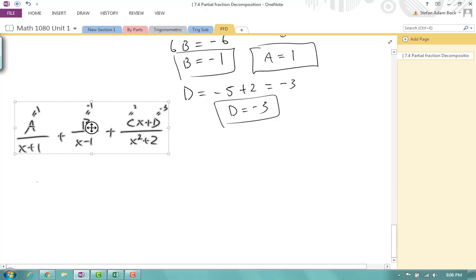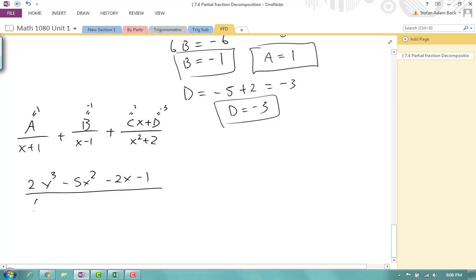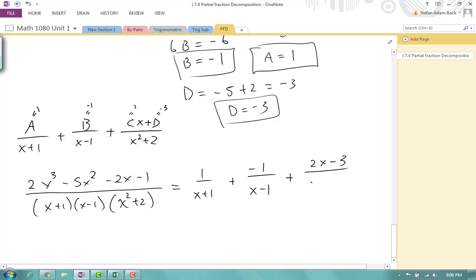So on my decomposition, 2x cubed minus 5x squared minus 2x minus 1 all over x plus 1 times x minus 1 times x squared plus 2, that's equal to 1 over x plus 1 plus negative 1 over x minus 1 plus 2x minus 3 over x squared plus 2. And you can check this. You can find a common denominator on the right, multiply it all out, and you'll be good to go.